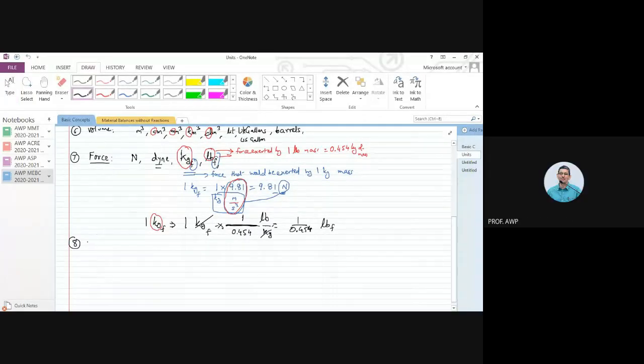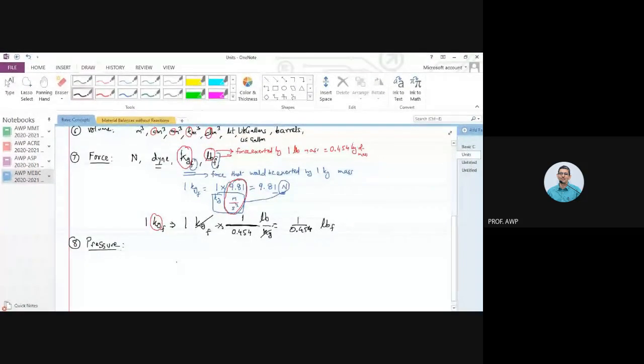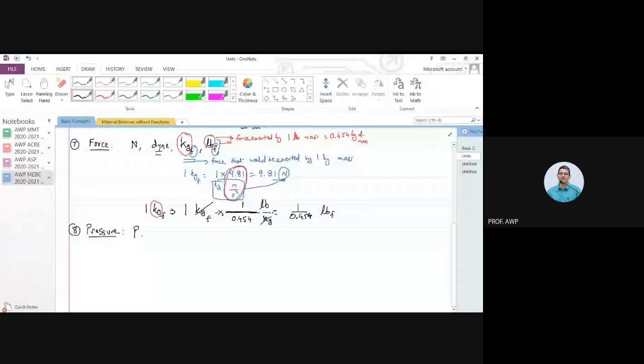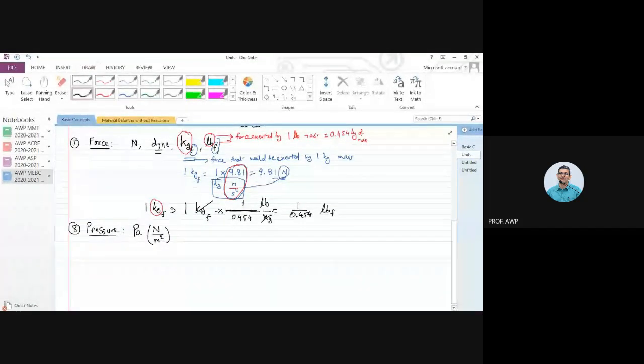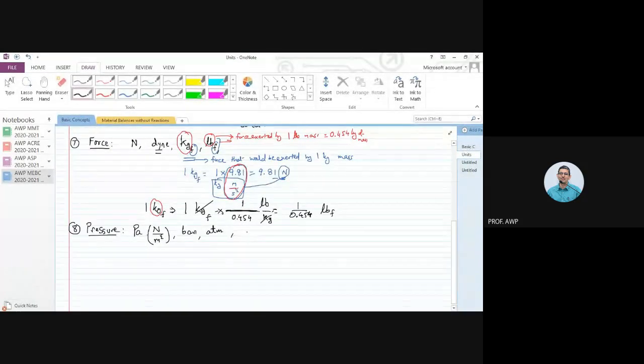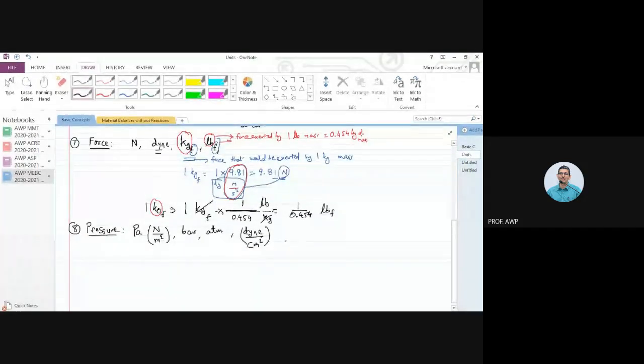Pressure. So pressure we are going to talk a little bit more in detail. So the SI unit of pressure, everybody knows, it's Pascal. So Pascal is nothing but Newton per meter square, right? And then if we are talking about atmospheric pressure, then Pascal becomes a very small unit. So atmospheric pressure we talk in terms of bar or in terms of atmospheres, right? Another unit, CGS unit, is dyne per centimeter square.